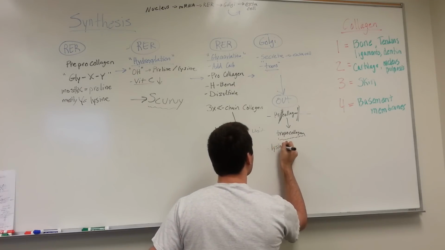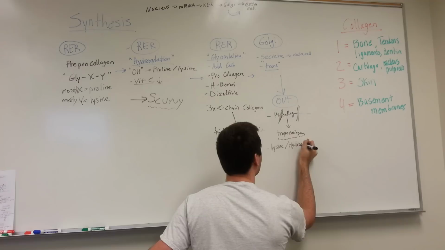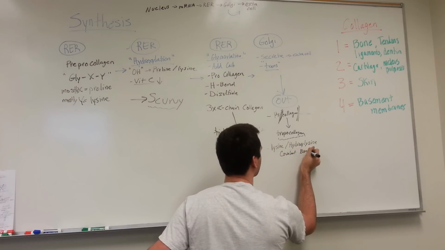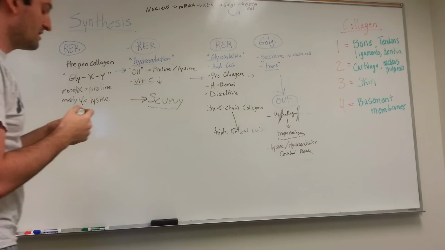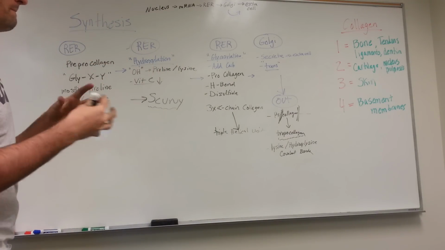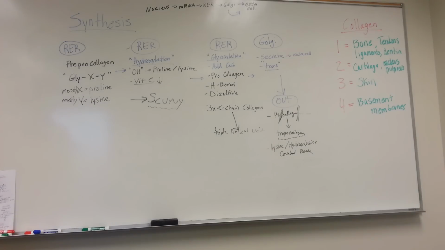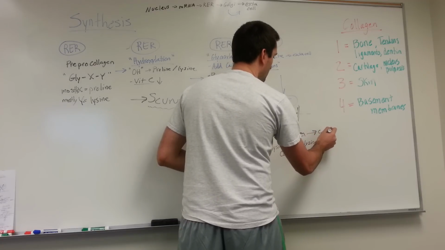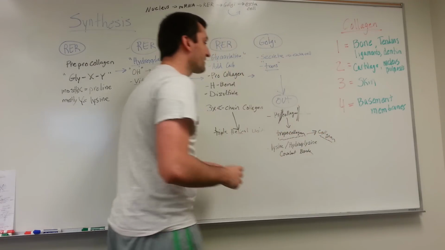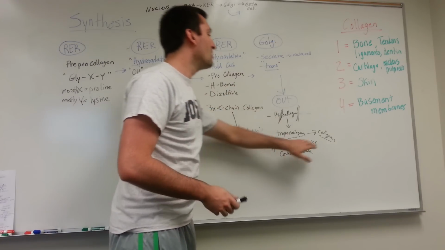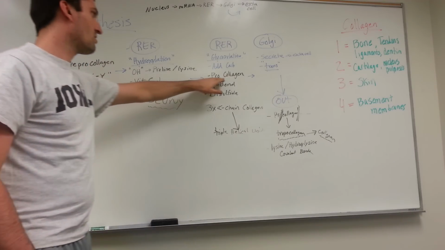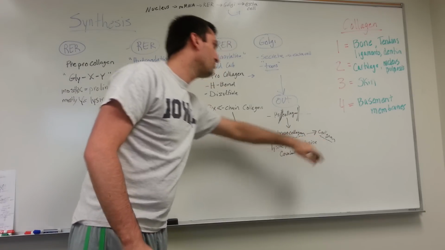Lysine, hydroxylysine, covalent bonds. It's going to give collagen some of its strength. So the tropocollagen is going to form covalent bonds with itself to strengthen it, and that will give you collagen itself. Tropocollagen is almost the end form, however, we all know that this is the final end product because we don't ever talk about tropocollagen type 1, 2, 3, 4. We talk about collagen type 1, 2, 3, 4. So what we did is we went from pre-pro collagen to pro collagen to tropocollagen to plain old collagen.